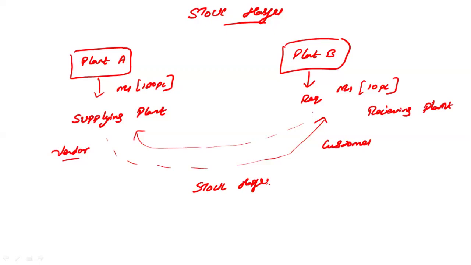Okay, so here when I say this is a stock transfer, whenever we are going to transfer the material from plant A to plant B, plant B is requesting the material, so it is called the receiving plant. Plant A is going to send the material, so it is the supplying plant. The supplying plant is called the vendor and the receiving plant is called the customer. Right, so this is a simple stock transfer.